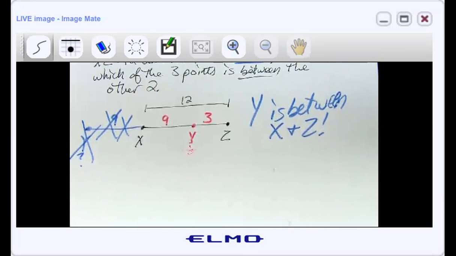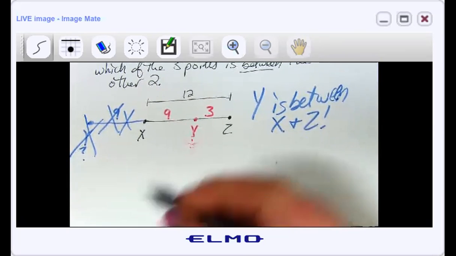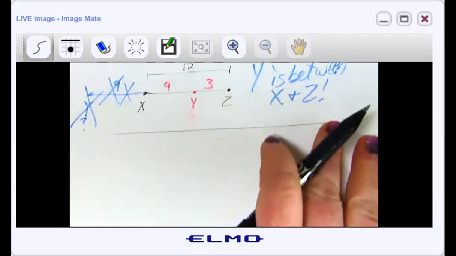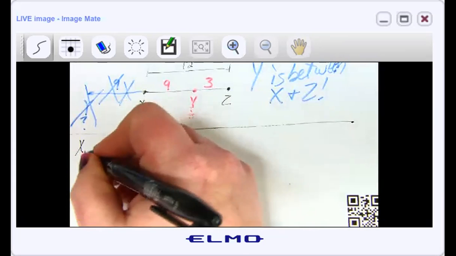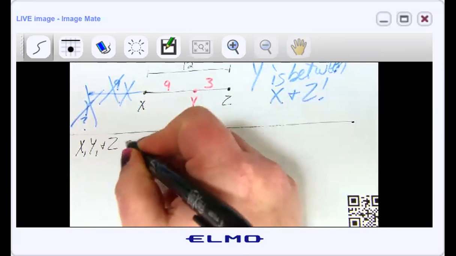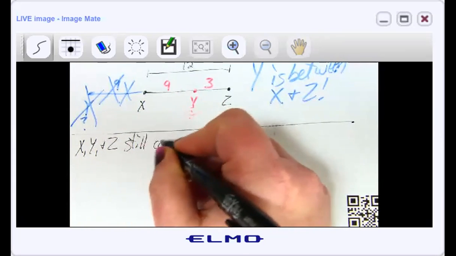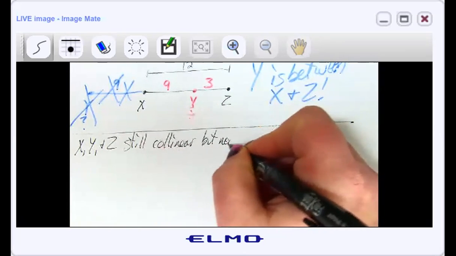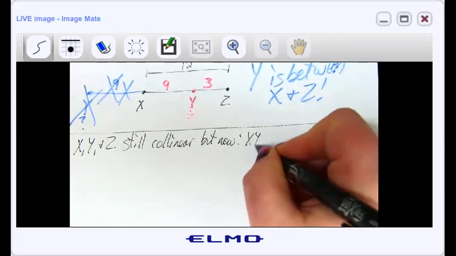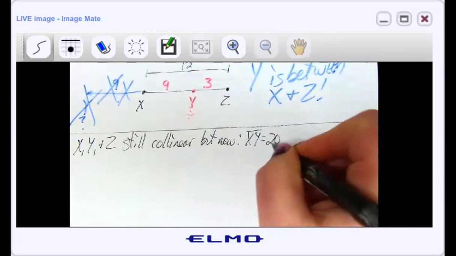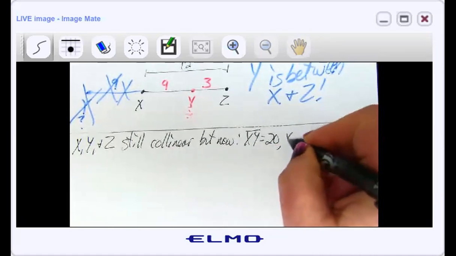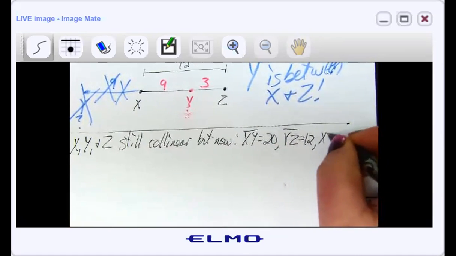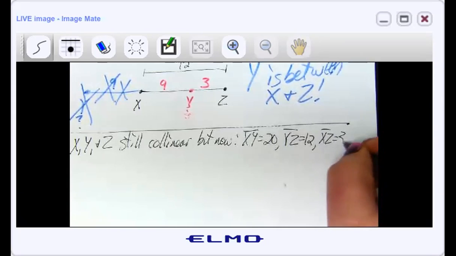Same scenario, I still have X, Y, and Z. Let's see if I can fit it in here. X, Y, and Z are still collinear. But now let's try the following. XY is going to be 20. YZ is going to be 12. And XZ is going to be 32.